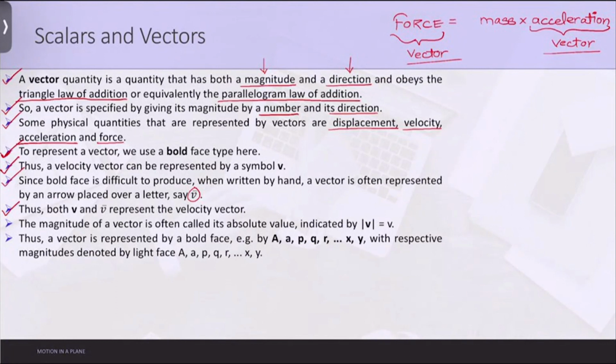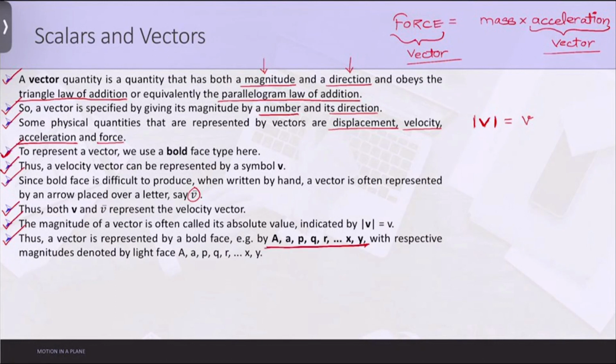The magnitude of a vector is often called its absolute value. So what is the magnitude of a vector? The magnitude of a vector is often represented like this, it's nothing but the mod of the vector, which is equal to v. So here it is equal to v only. I won't go into an example right now, it will create confusion. Let us go with the detailing here only. This vector is represented by a boldface. For example, as you can see, these all things are nothing but vectors.